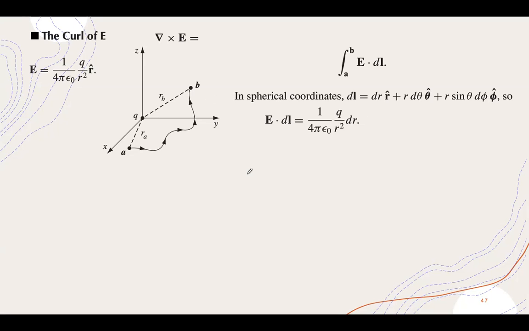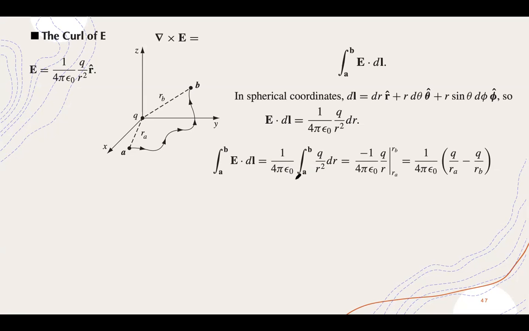So by having this, now you have to integrate over this from A to B, which is very easy now, because when you do the integration, you will see that this is q over r squared dr going from A to B, and the integral of 1 over r squared is minus 1 over r. Then you just put in the limits. So this is going to give you 1 over 4 pi epsilon naught, q over ra minus q over rb.